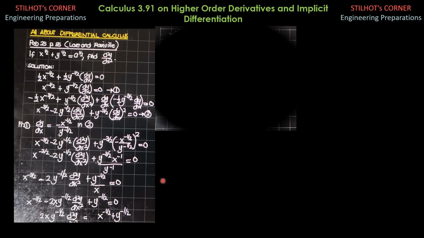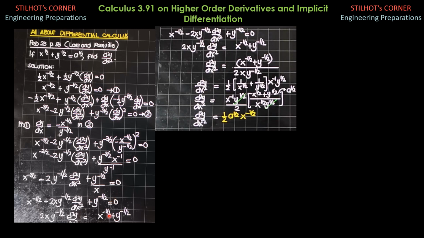We simplify the right side, so we have 2x y to the negative 1/2, second derivative of y with respect to x, equals 1 over, so this is the equivalent, x to the negative 1/2 plus y to the negative 1/2, then we have over 2x y to the negative 1/2. That's the second derivative of y with respect to x.